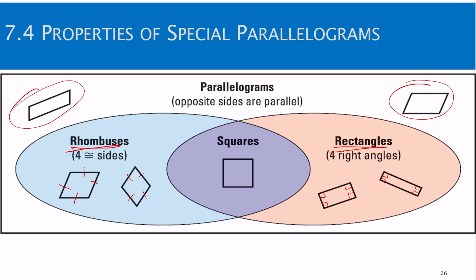And where they overlap, so we have the 4 right angles and the 4 congruent sides, you get squares. So all squares are rhombuses, all squares are rectangles, all squares are parallelograms. All rhombuses are parallelograms, but not all rhombuses are squares. All squares are rhombuses, but not all rhombuses are squares.